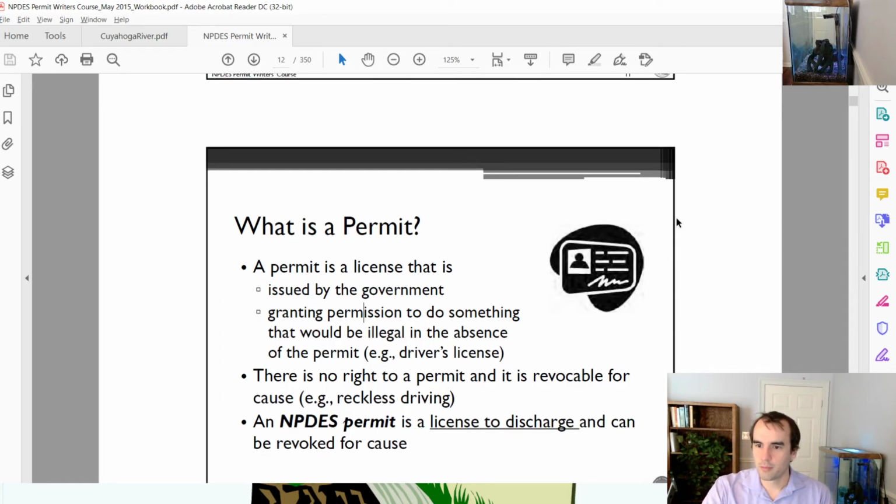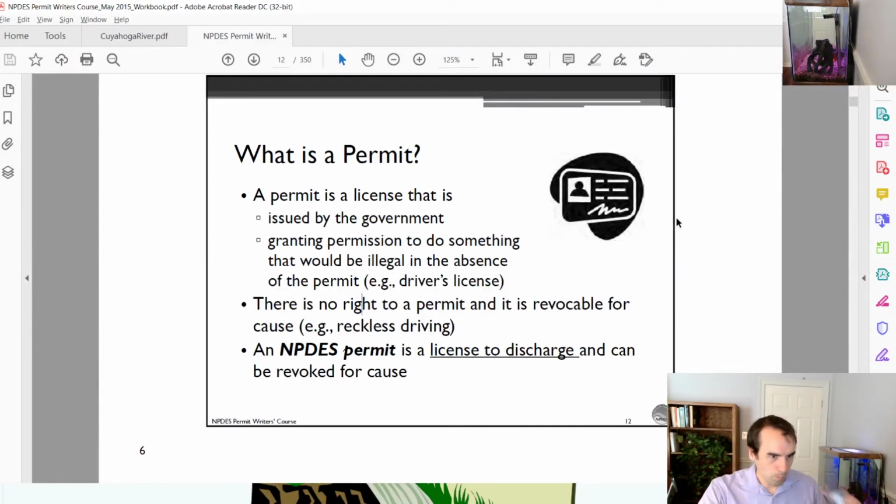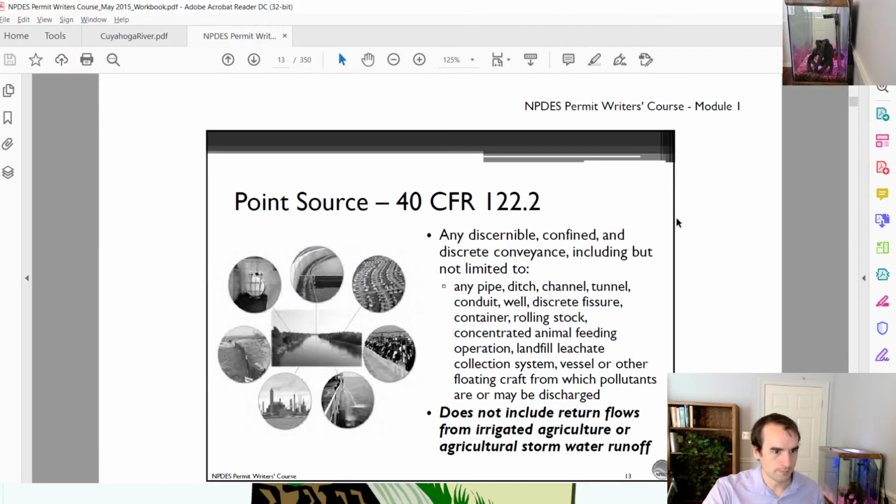Okay, some more stuff I'm going to skip through a little bit here. Talks about what is a permit. You can think of it as a license to discharge, but it can be revoked for cause. So if somebody's not holding to the permit, essentially you can think of it like a driver's license. So there's one important definition here, a point source versus a non-point source. So a point source, a discharge of wastewater from a point, or what we call a point source.